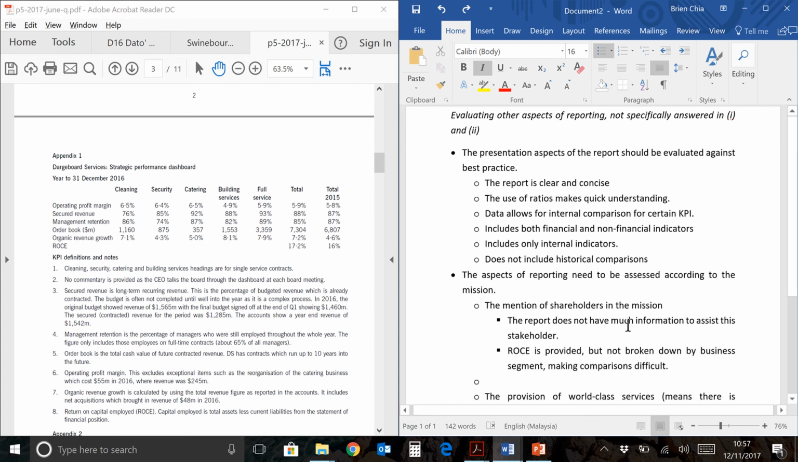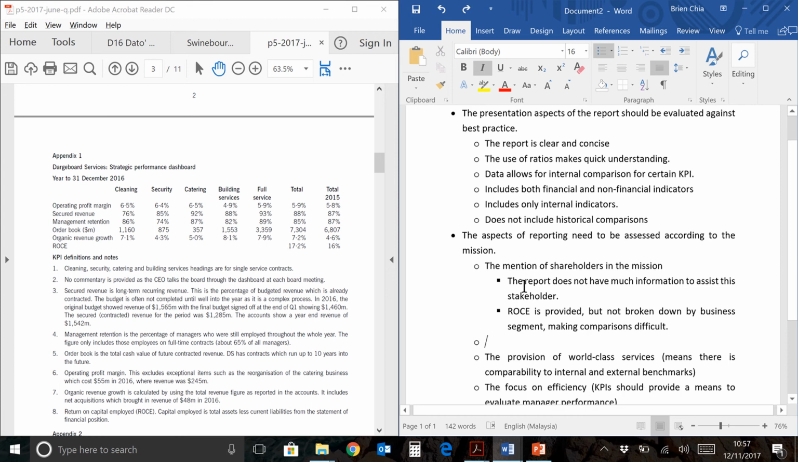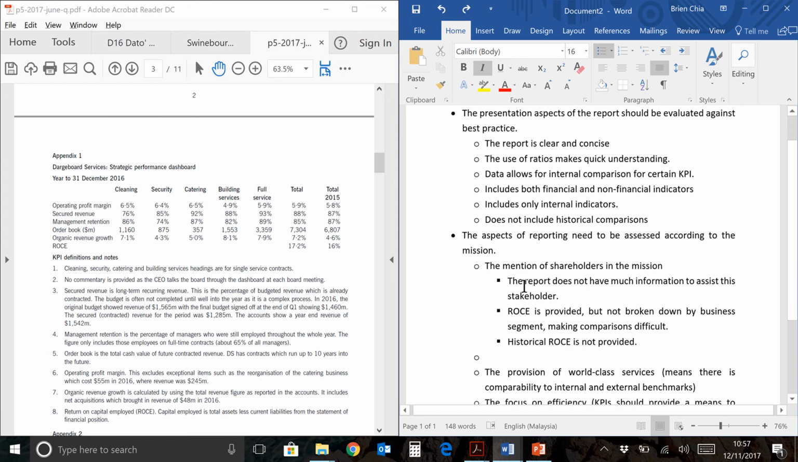So let's see what's here. ROCE is provided but not broken down by business segment. So you cannot compare these different business segments to each other. The historical ROCE is not provided. As you can see here, there is no historical comparison. They only give you a general one, which is 16% for 2015.